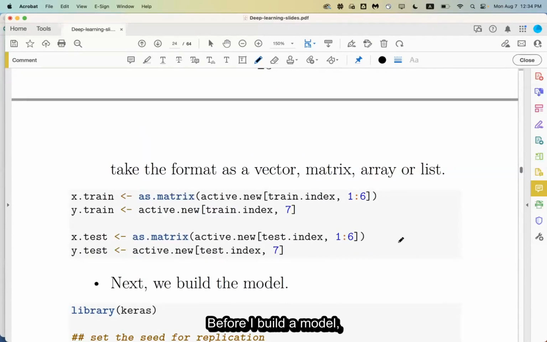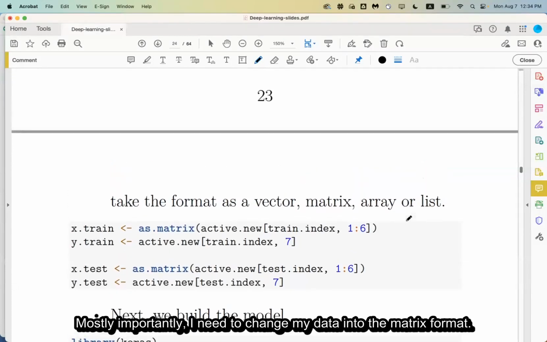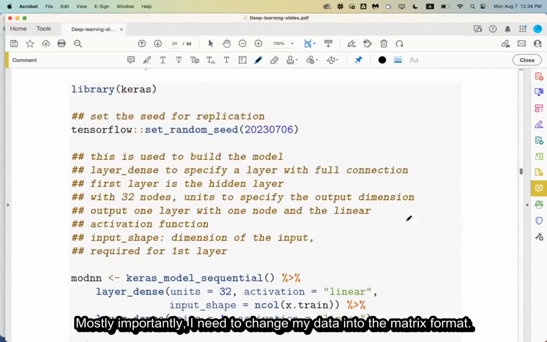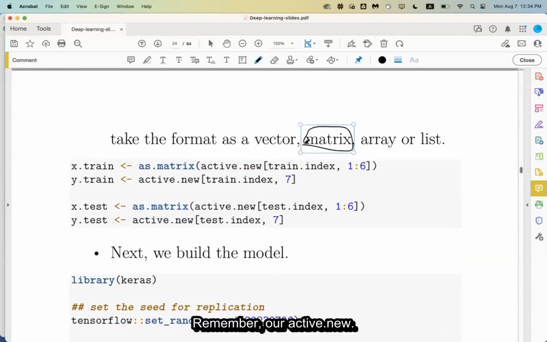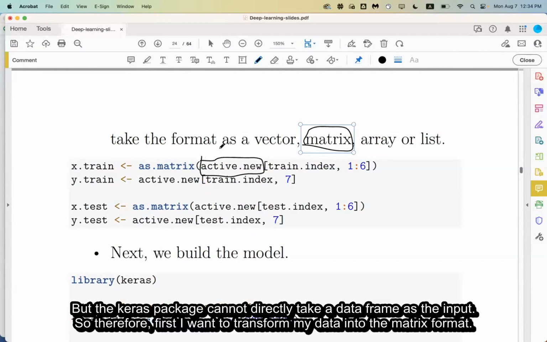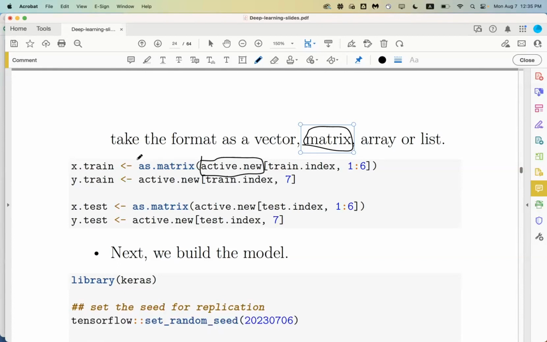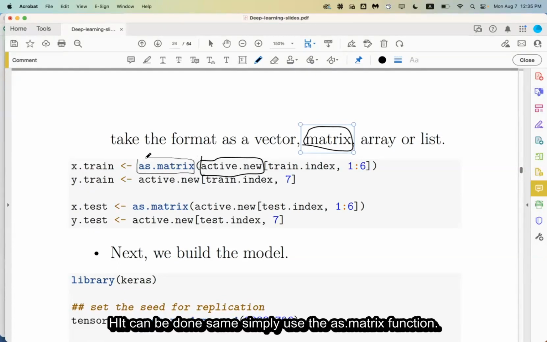Before I build a model, I want to process my data first. Most importantly, I need to change my data into the matrix format. Remember, our new data set is a data frame, but the keras package cannot directly take a data frame as the input. So therefore, I want to first transform my data into the matrix format. It can be done simply using the as.matrix function.